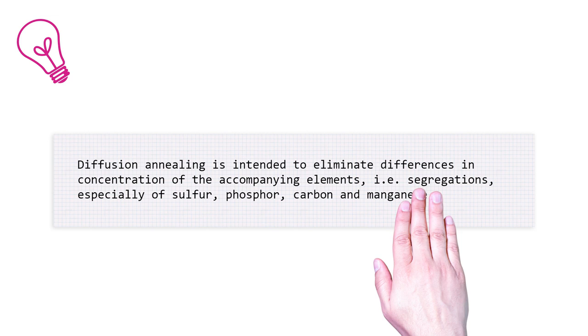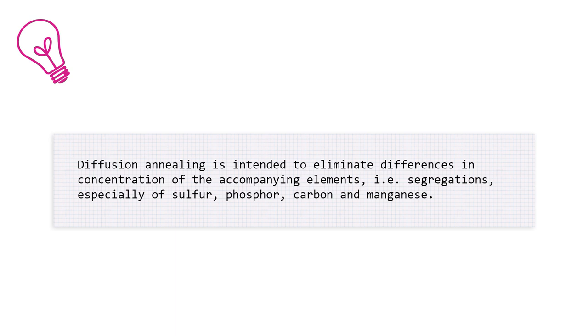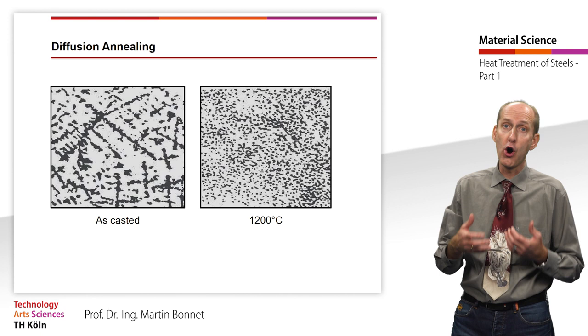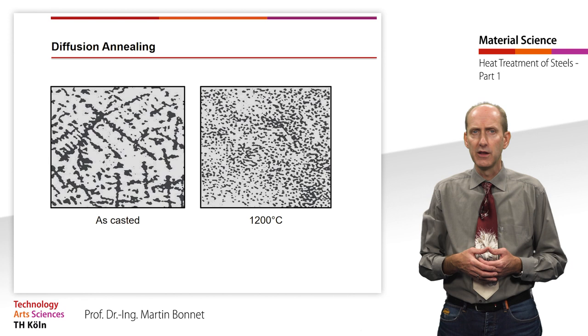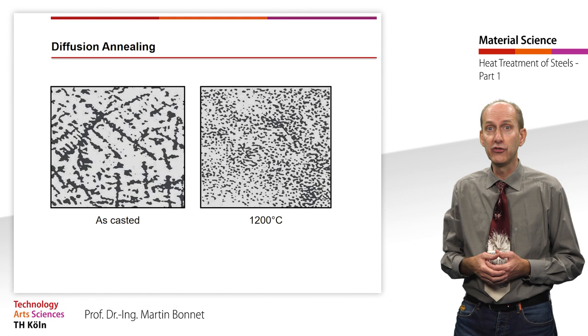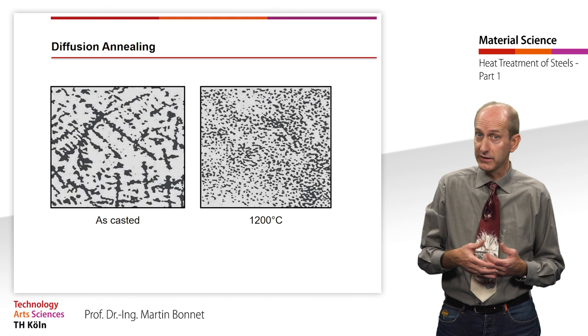Diffusion annealing is intended to eliminate differences in concentration of the accompanying elements, for example, segregations, especially of sulfur, phosphorus, carbon, and manganese. Basically, all atoms strive to distribute themselves evenly in the basic substance iron if the temperature and time are sufficient for diffusion. Therefore, temperatures are set as high as possible. The process is used in a wide variety of applications, but especially for free-cutting steel and cast steel.